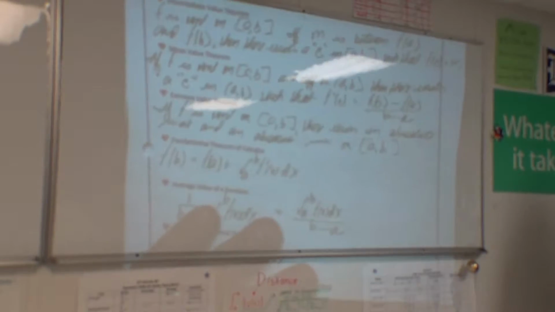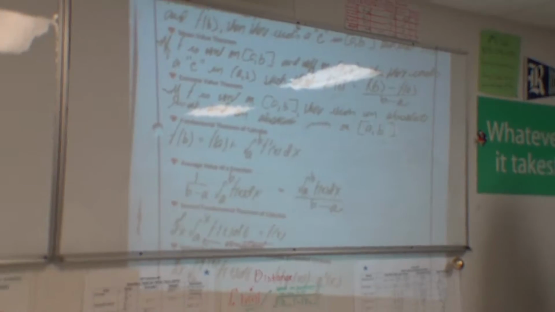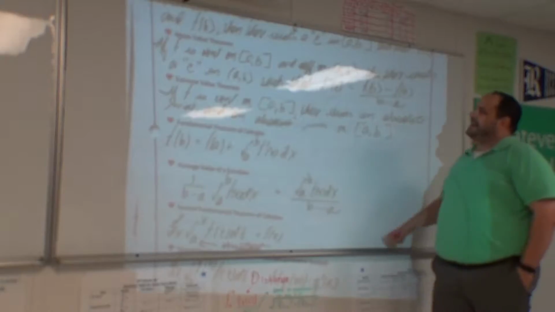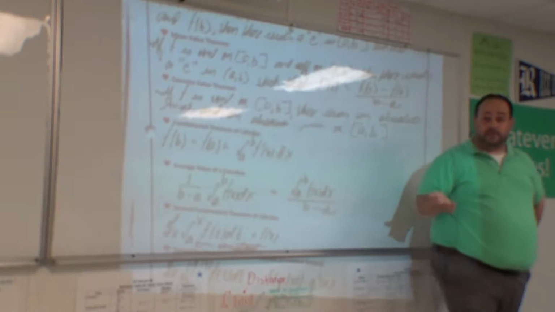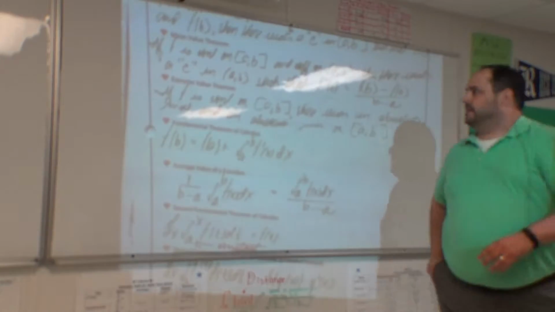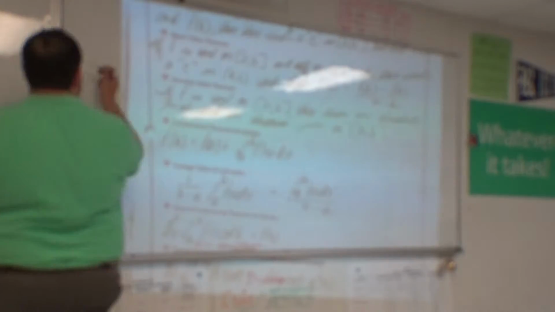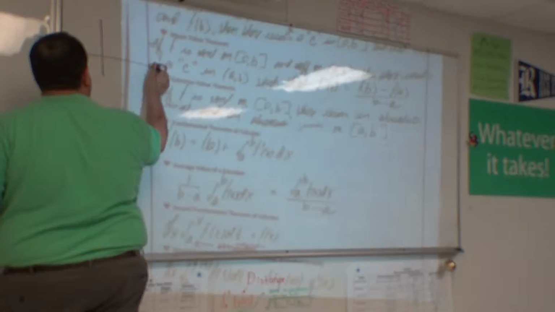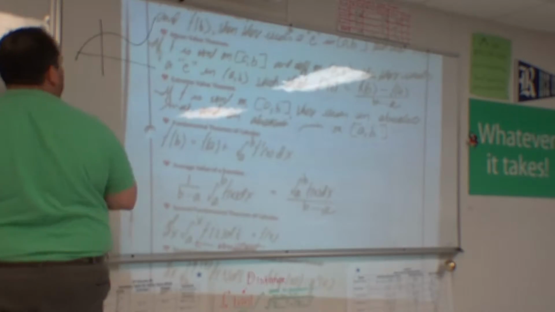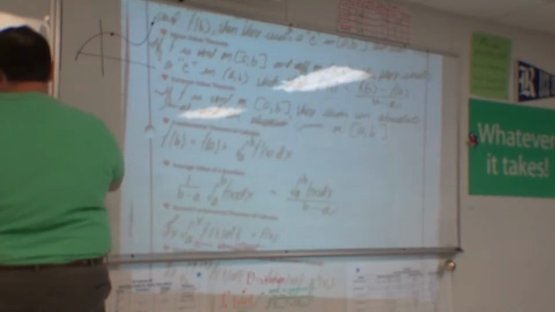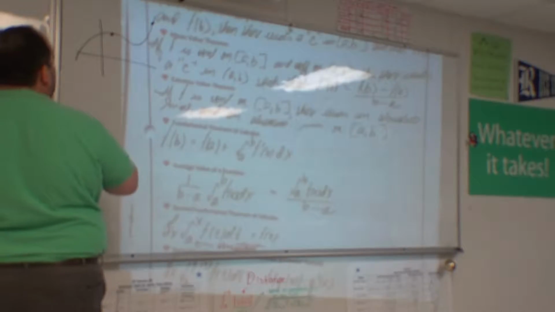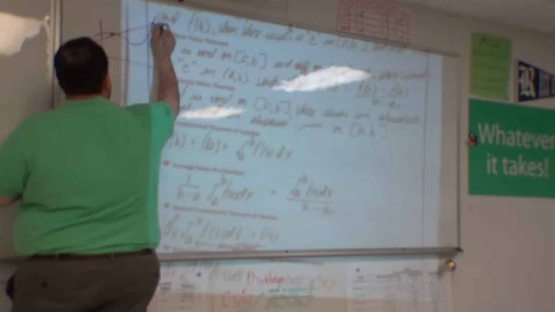Mean value theorem says two criteria here. F has to be continuous on the closed interval and differentiable on the open interval, meaning I can find a derivative. The mean value theorem, that's the one where there was like a little picture and it looked something like this. You have to have a graph that's continuous and differentiable. You pick your endpoints. You connect those two with some sort of a line.